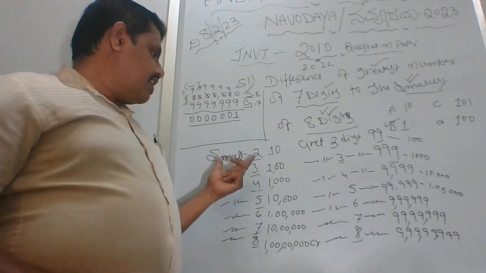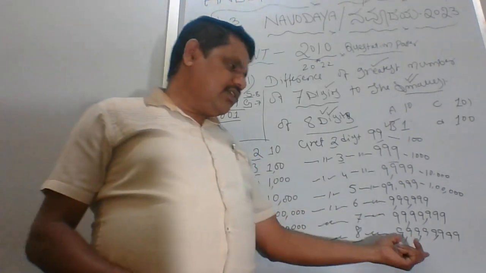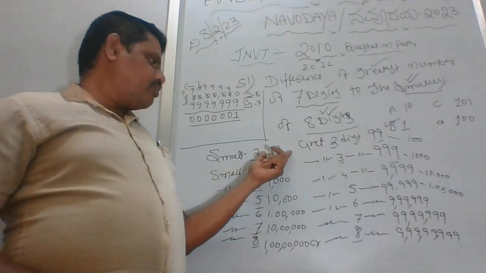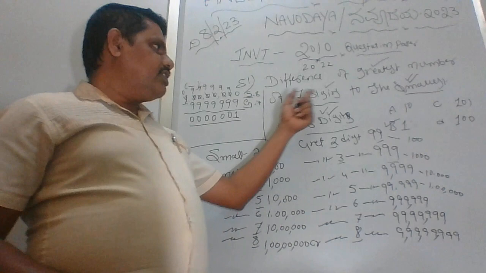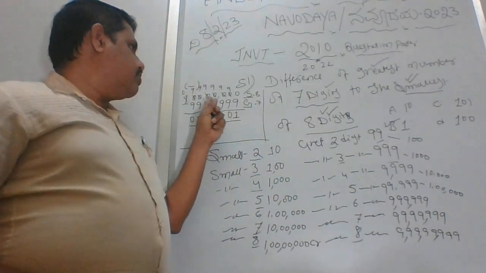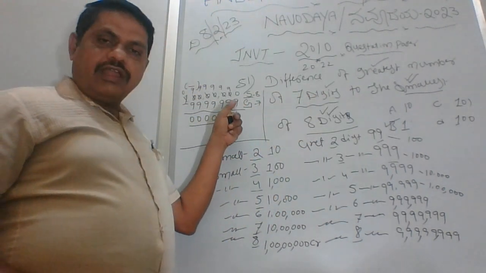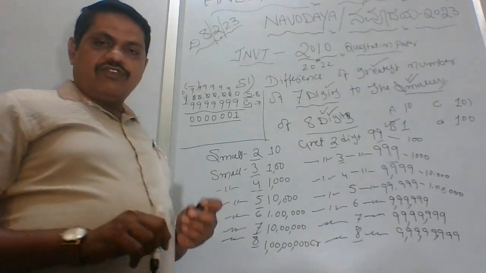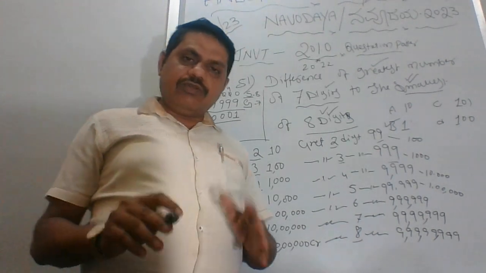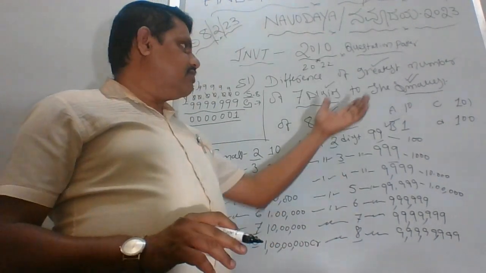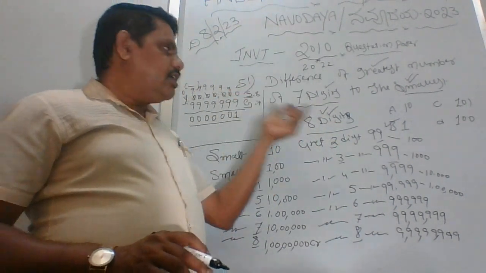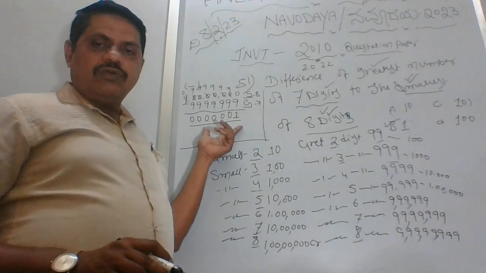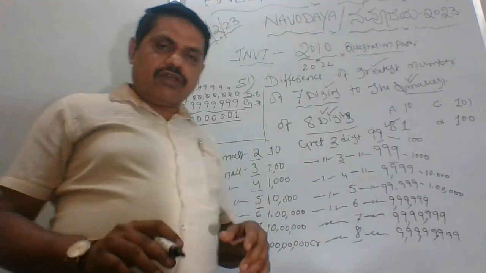Clear? So it starts with the 2 digit number and ends with the 8 digit number, and the smallest number is this and the biggest number is this. Once we get this kind of question, the bigger number we will write on the top. Most of the students make mistakes: they write the 7 digit number on the top and the 8 digit number below. That is totally wrong.